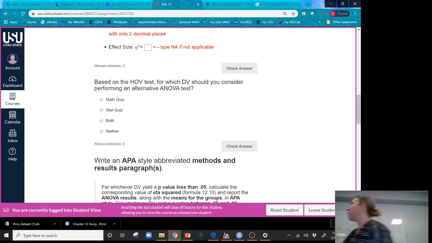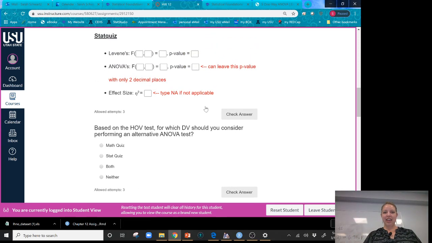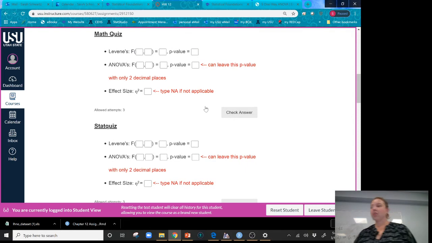Here we go. Based on the HOV, homogeneity of variance test, i.e. Levene's test, for which dependent variable should you consider performing an alternative to ANOVA? Stat quiz, because it looks like stat quiz has a different amount of spread in different majors. Comprende? Good.